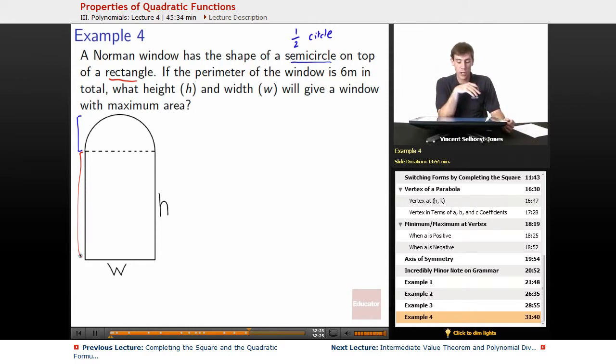The perimeter of the window is 6 meters. Now, we might have forgotten what perimeter is, but perimeter is just all the outside edge put together. So, nice, hard to see yellow. So we go along the outside perimeter.